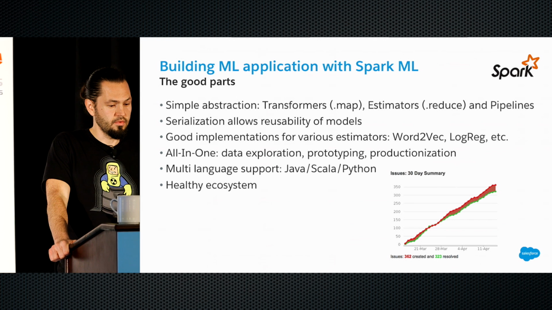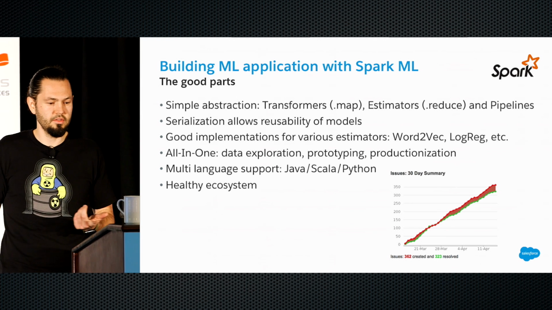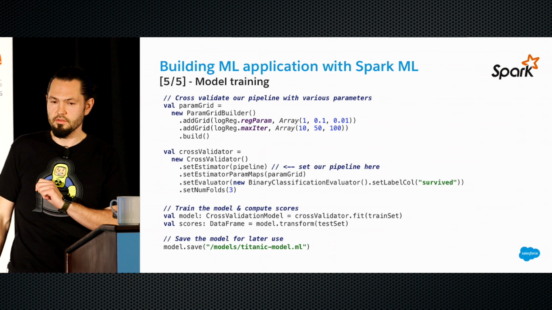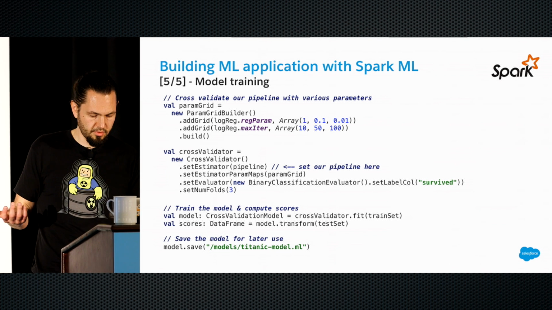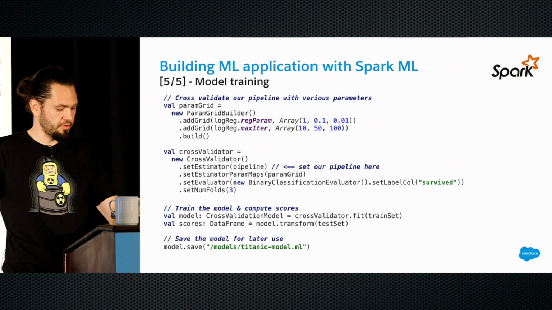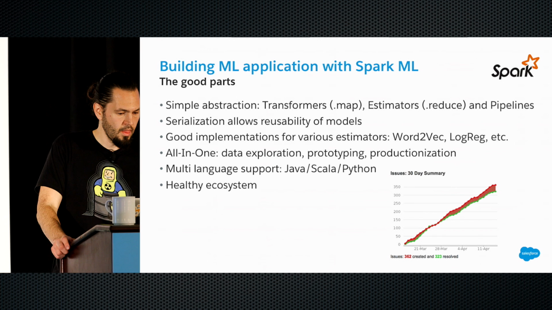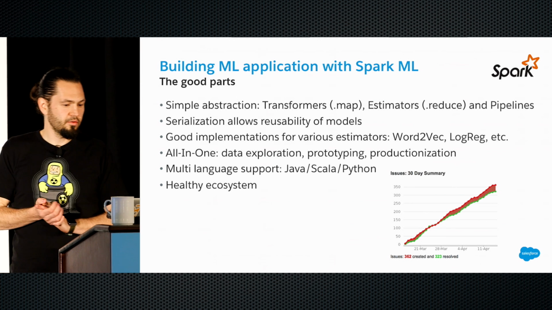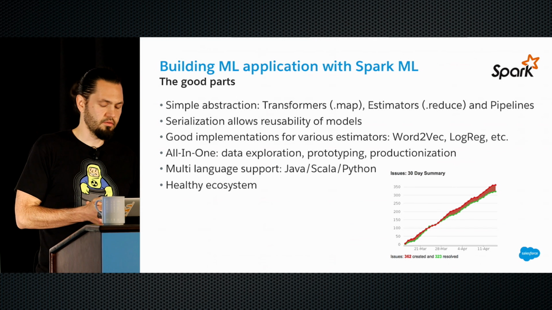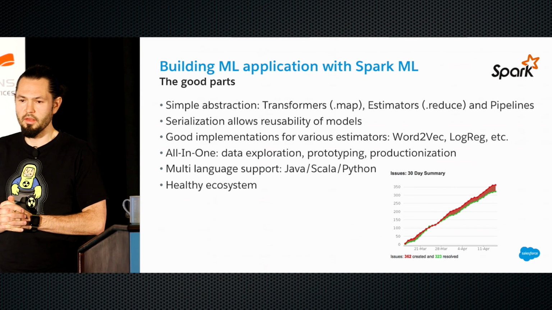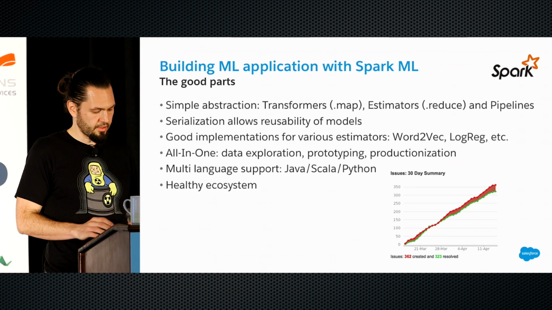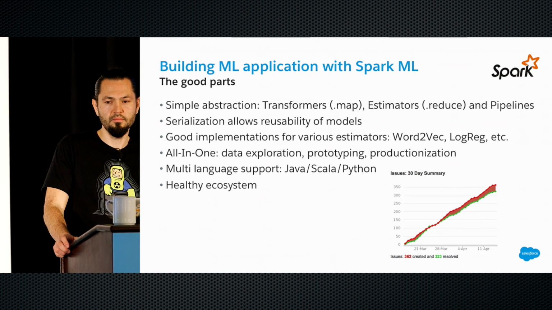Serialization allows us to reuse the models, right? I didn't mention that on the previous slide. We have model.save, so I save the model and I can reuse it for later use. You can load it to do the deployment on some separate service. They have fairly good implementations of various estimators, like word2vec, logistic regression, random forest, Bayesian, and so on. You name it, they have a lot of good stuff already implemented. It's kind of an all-in-one platform.